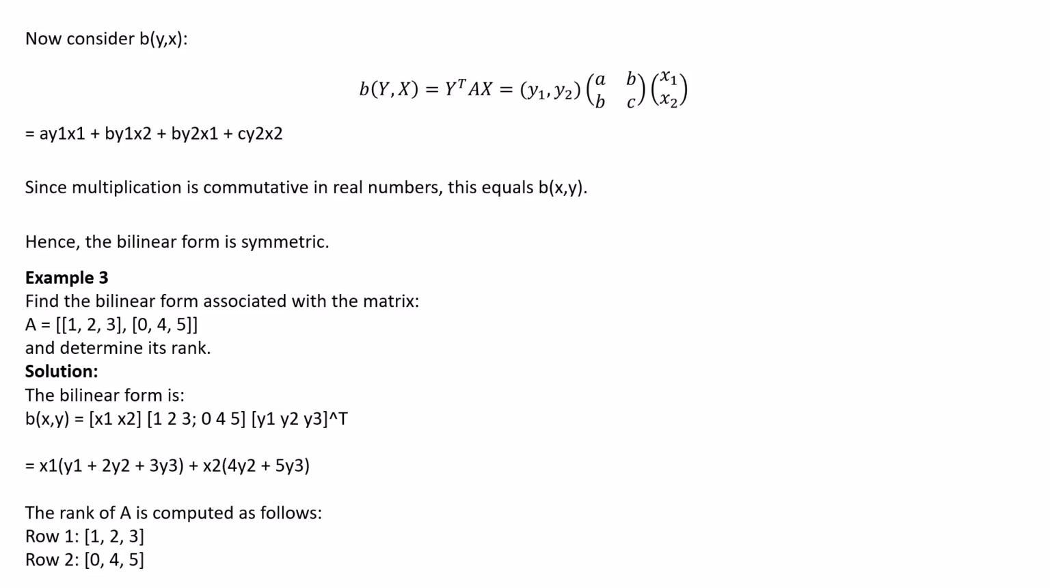The rank of A is computed as follows. You have row 1, you have row 2.